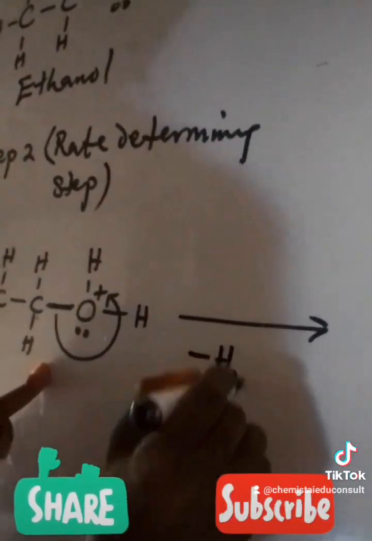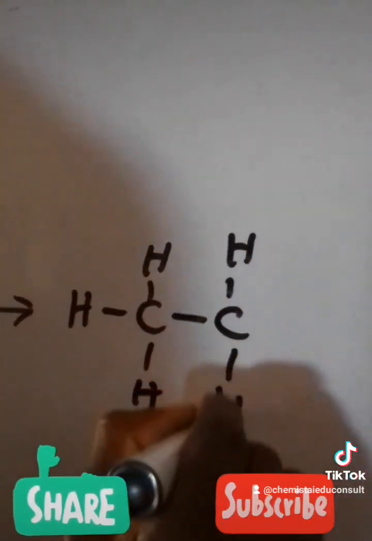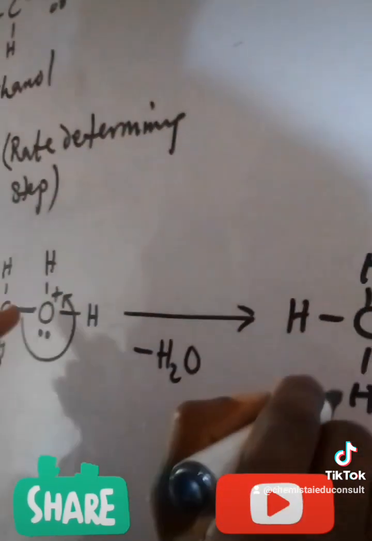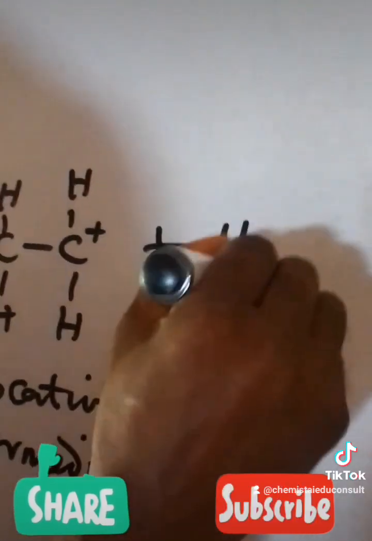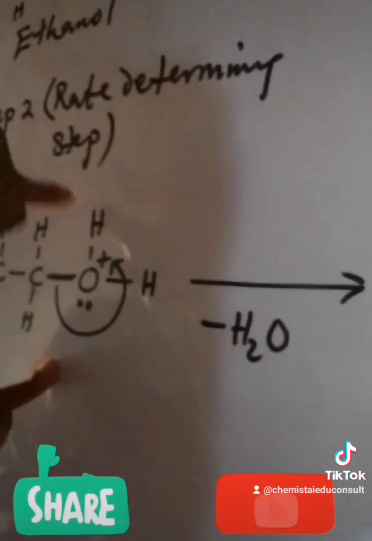If this bond is broken, it means water is eliminated. You can say minus water. And we have a carbocation intermediate. Because the bond broke and the pair of electrons in the bond got lost from carbon, carbon became positive. And that is why it is called carbocation intermediate. This is carbocation intermediate, plus water. Now, water is eliminated. Remember, water is H2O. It got eliminated.